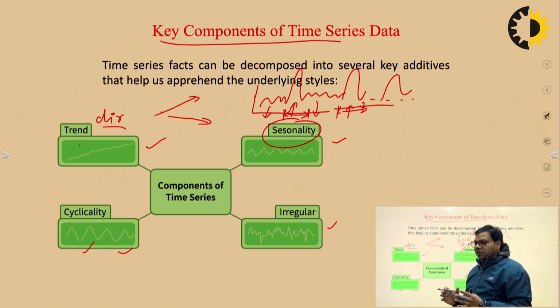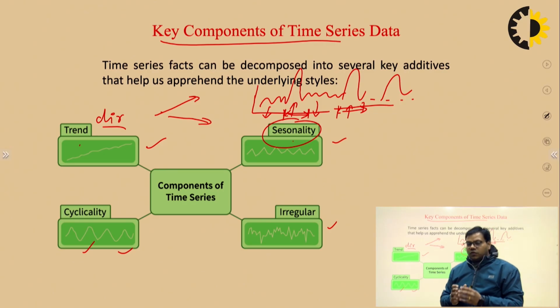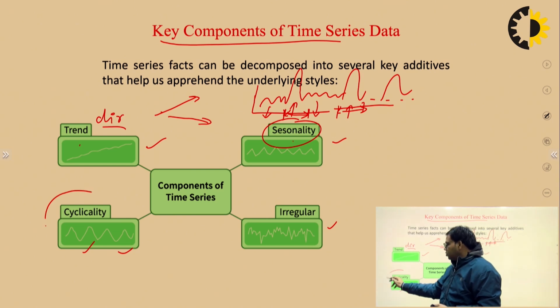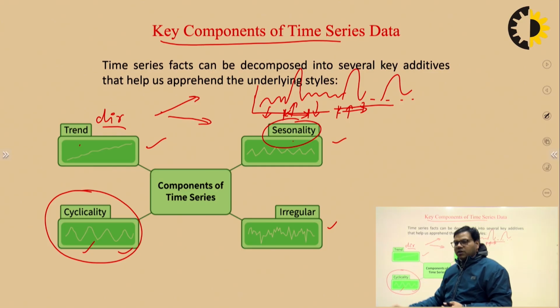If we see there is a cycle, if we are having the weather data, or the weather data of India, then we are having a fixed cycle. Initially, if we start in January, then we are having the winters, then post that we are having the spring, then the summers, then the rainy season, then again the winters. So this is the fixed cycle which is repeating since the last 30, 50, 100 years. This kind of analysis is called cyclicity.